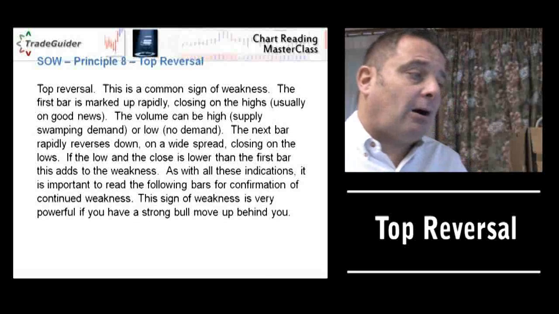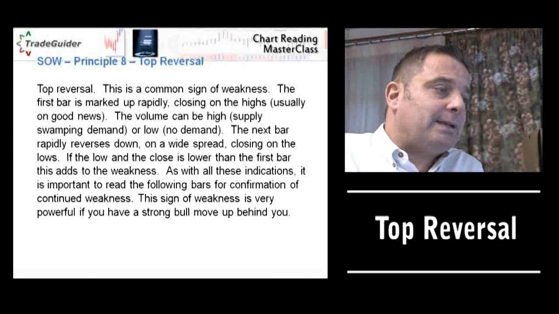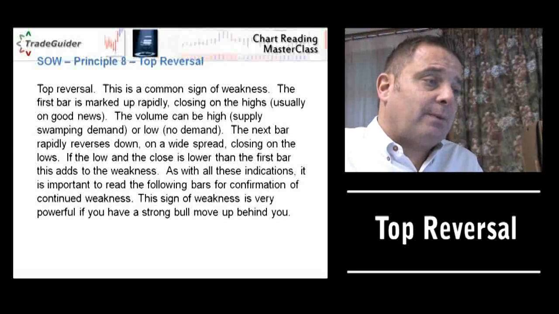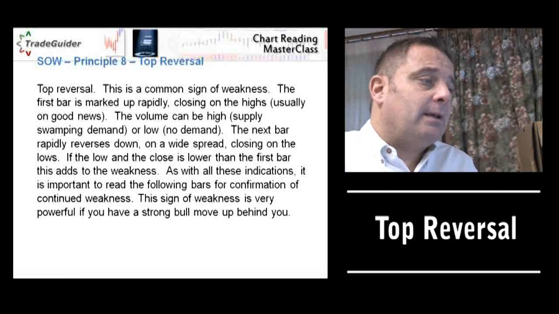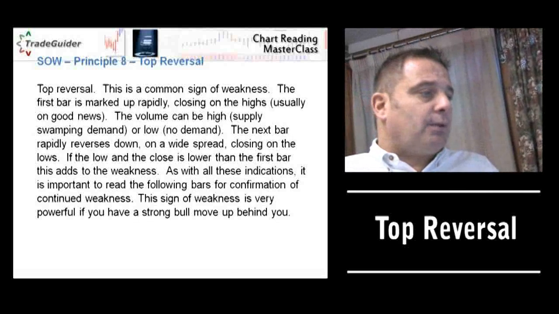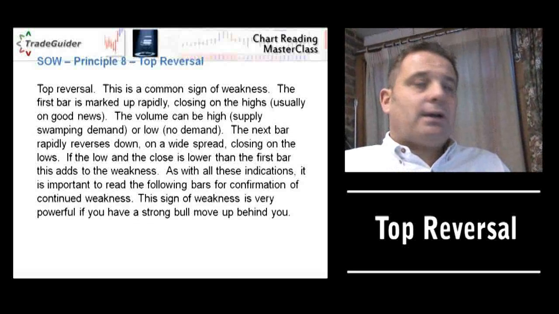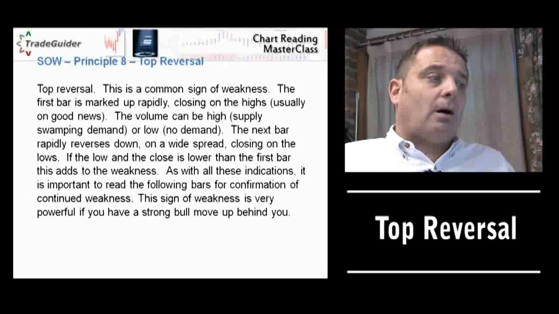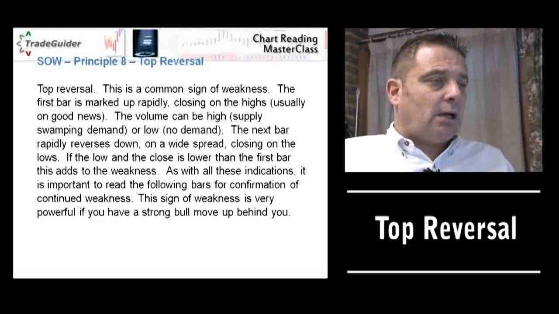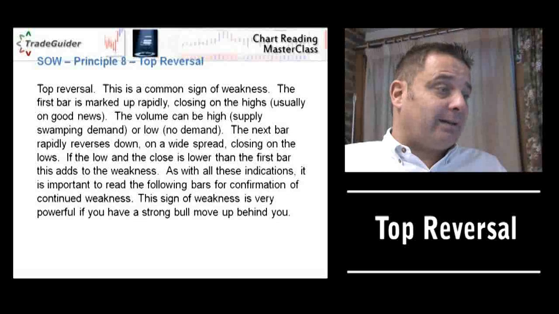The volume can be high, which would be supply swamping demand, or it can be low, which we call no demand, which we've already showed you. So we can see high volume or low volume here. The next bar rapidly reverses down on a wide spread, closing on the lows. If the low and the close is lower than the first bar, now this is important, I'll repeat this, if the low and the close is lower than the first bar, it'll add to the weakness.